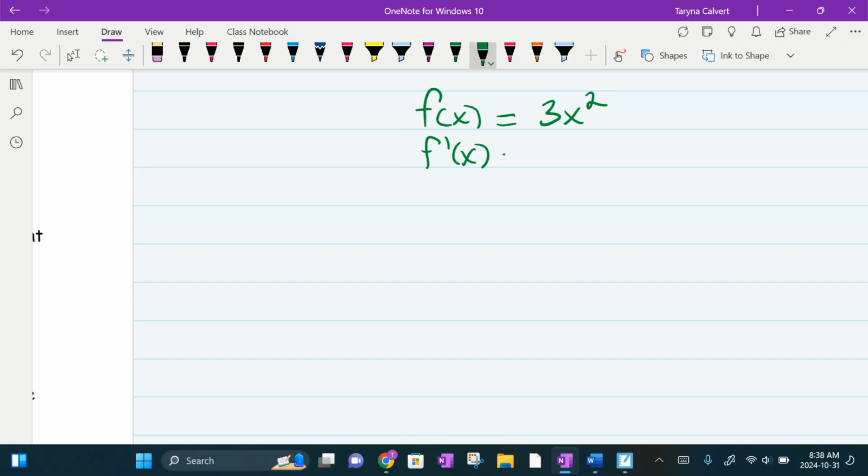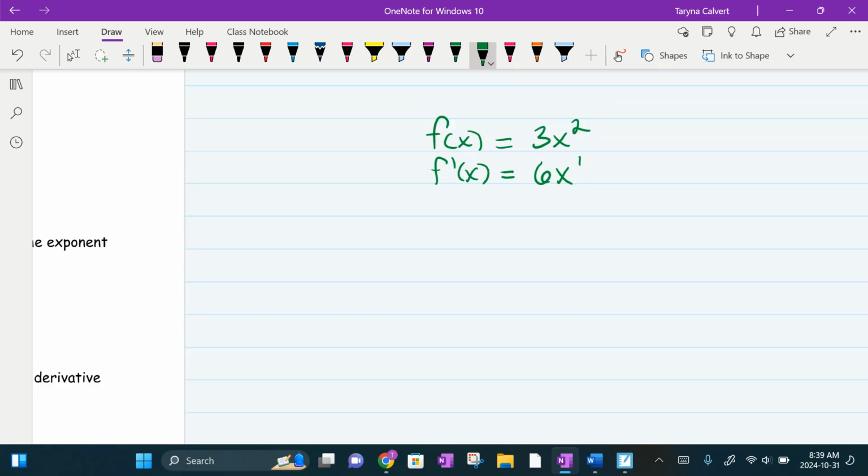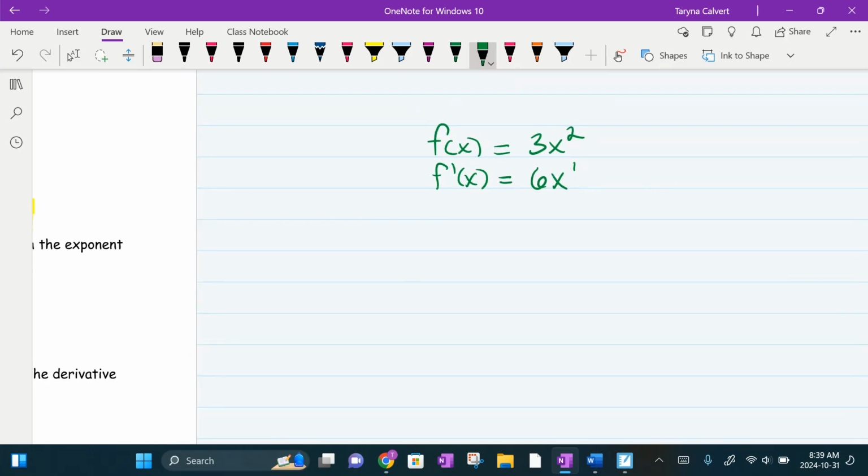So if we follow that pattern, where does that 2 go? Out in the front. So there's already a number there. So guess what we're going to do with those 2 numbers? 6, multiply them, and then it's going to be to the exponent of 1. That's your derivative function. Okay. Is that way faster than using the 2 formulas? Yes.